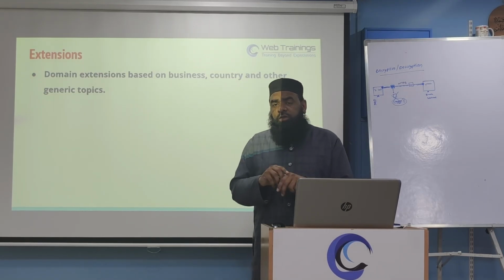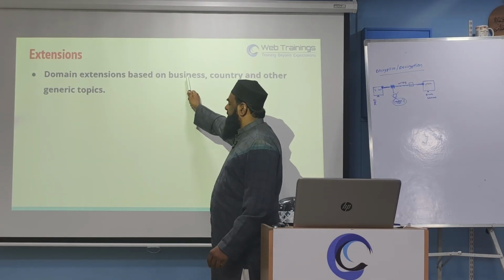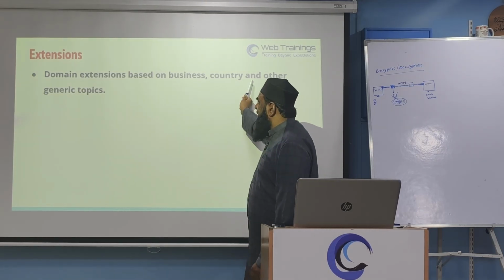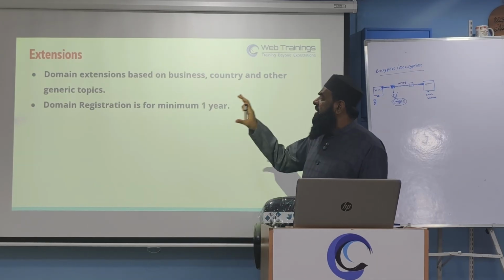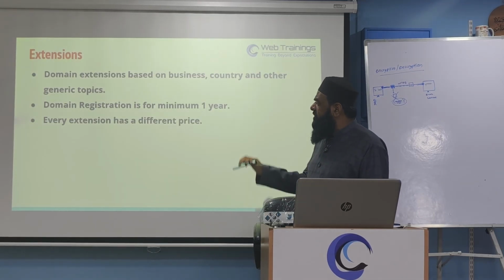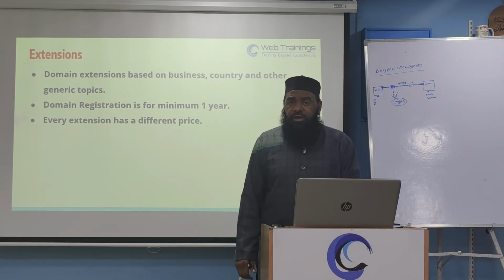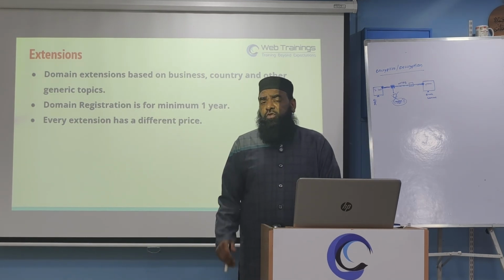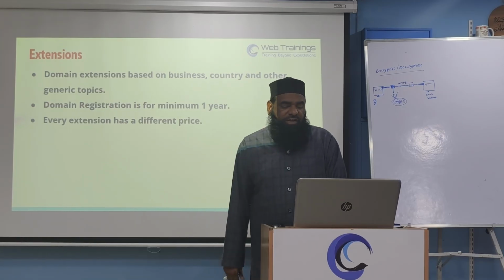So then what the internet community did is they developed a lot of different names based on business as well as country and other generic topics. So let's see a few points about domain registration. The minimum duration is 1 year for domain registration, and every extension has a different price depending on the market demand. Today AI has a huge demand, so domain names like .ai and .io are very expensive.